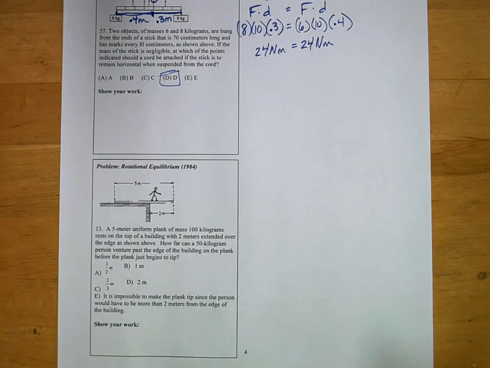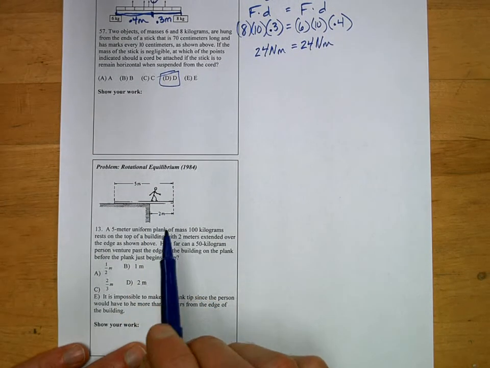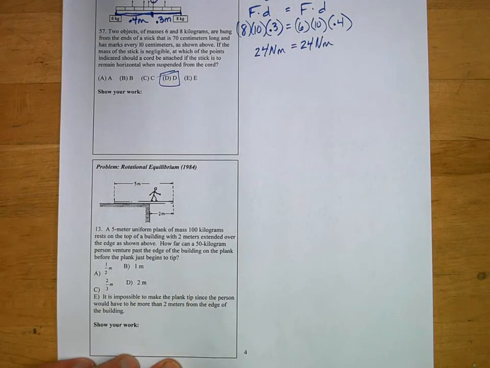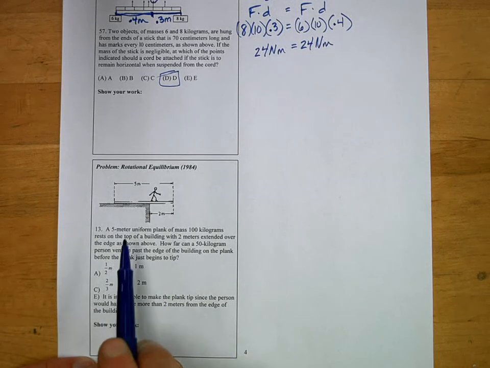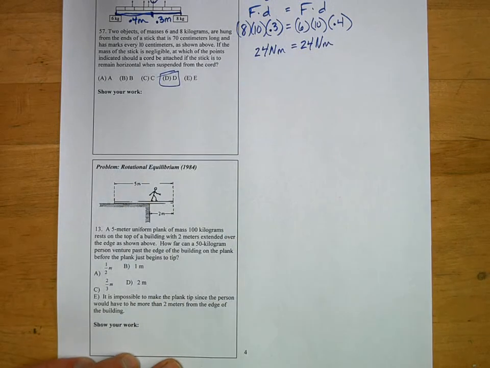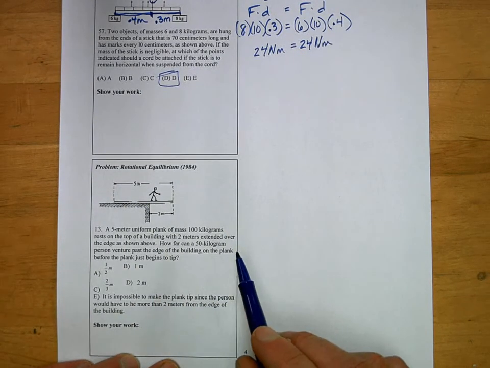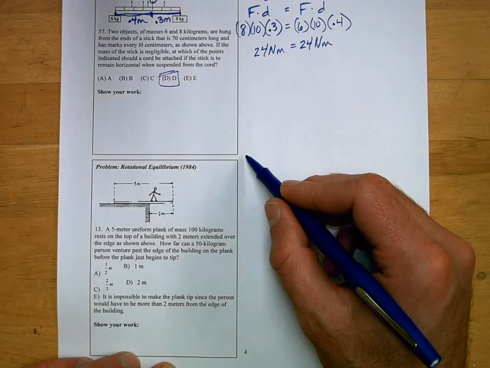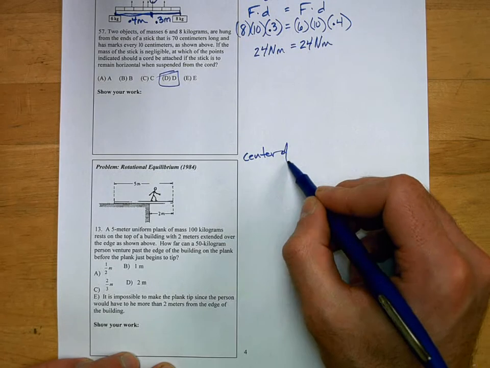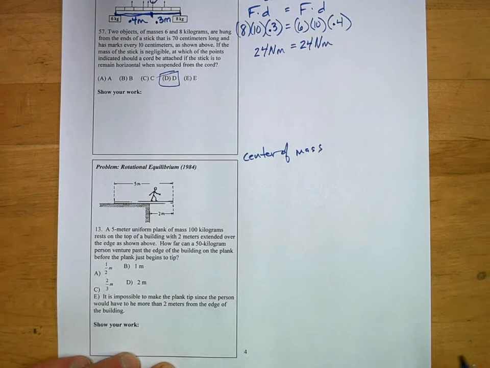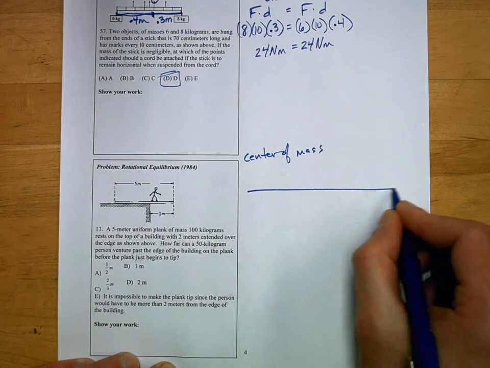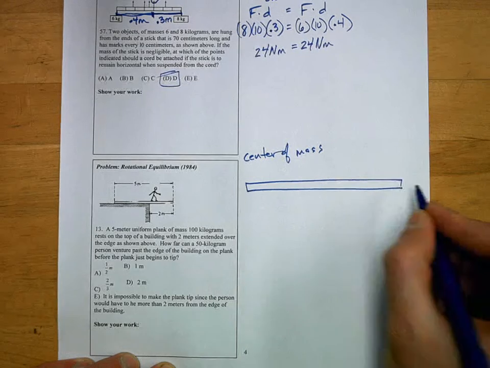Okay, now we have this man who's walking out onto a plank. And at first glance, when you look at this problem, you may think, well, there's only one torque. It's just the torque of the man. But one thing I want you to always remember when you get a torque problem is that an object can get a torque from its center of mass. Okay, so I'm going to draw this picture a little bit bigger. Here's the plank. Here's the edge.